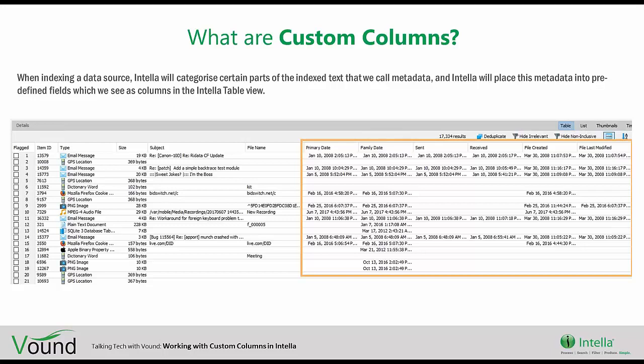Note that although Intella indexes all of the text for an item so that it can be searched, Intella does not put all of that indexed metadata into columns. Intella is designed for efficiency, so it places commonly used metadata such as the date fields, file name, subject, size, and type into columns. But there are various other non-common metadata fields that are still searchable because they're in the index, but they are not put into these standard columns in Intella.